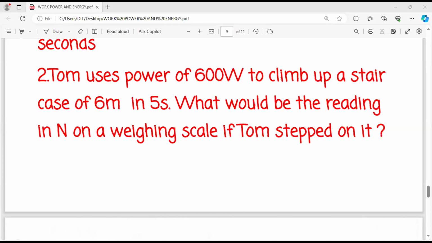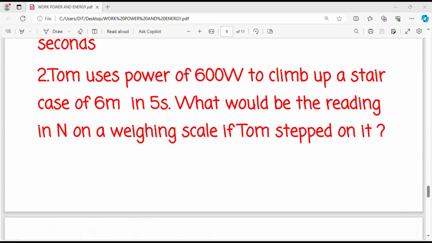Yes. So Tom uses power of 600 watts to climb up a staircase of 6 meters in 5 seconds. What would be the reading in newtons on a weighing scale if Tom stepped on it? So what they want here is to calculate the force or the weight.